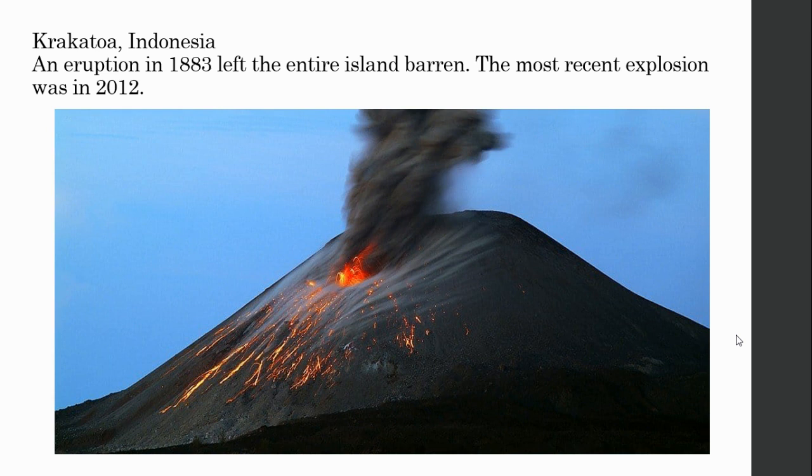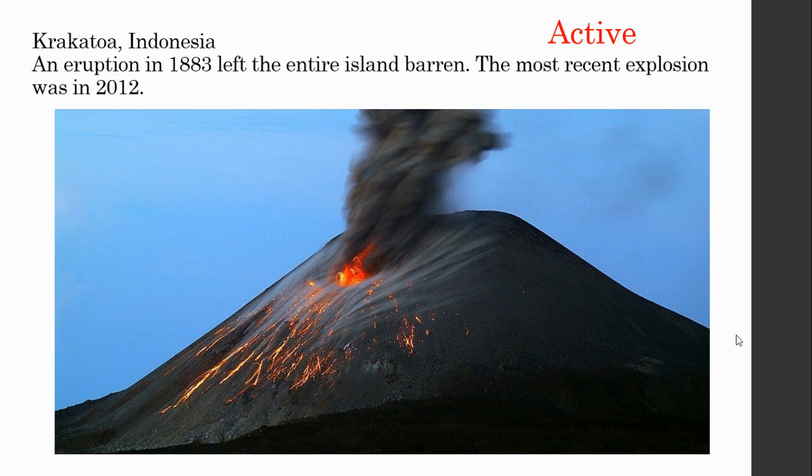The most recent explosion, however, was in 2012, so 9 years ago. So it hasn't had a very deadly or serious eruption since 1883, but it is still exploding, and its most recent explosion was 9 years ago. Pause me now. Is it active, dormant, or extinct? Well done if you said it is active. So it's exploded within the last 9 years, and there is volcanic activity occurring on it.